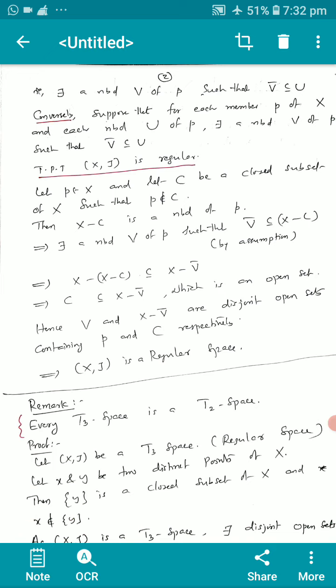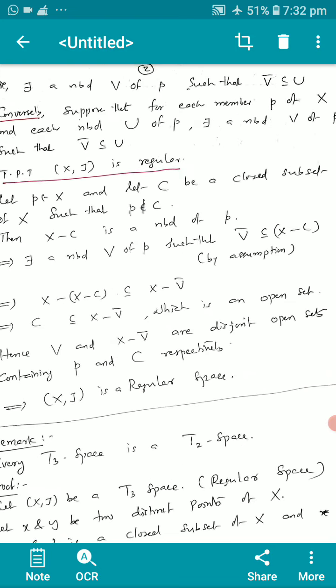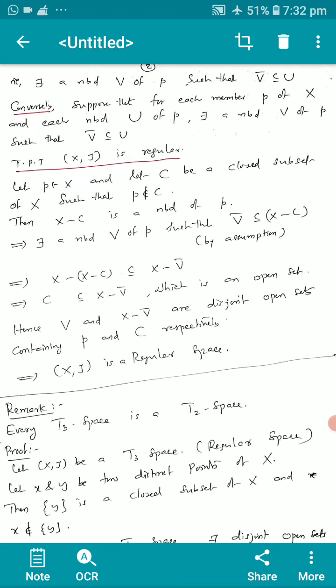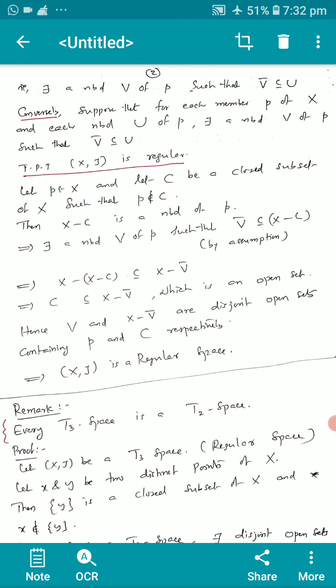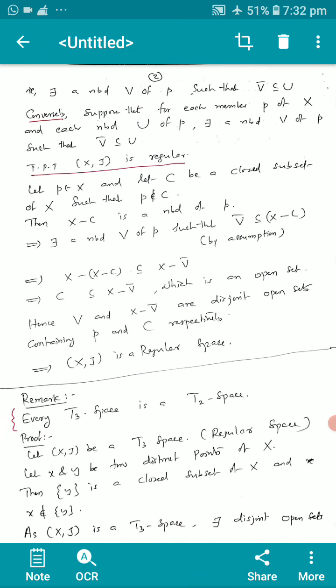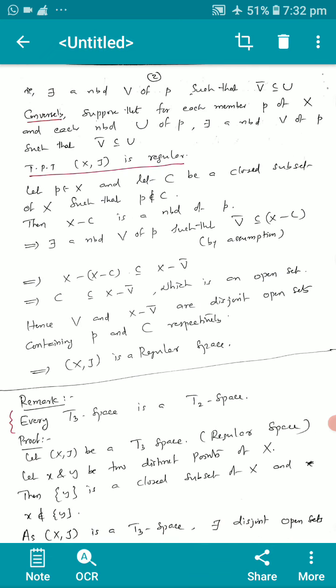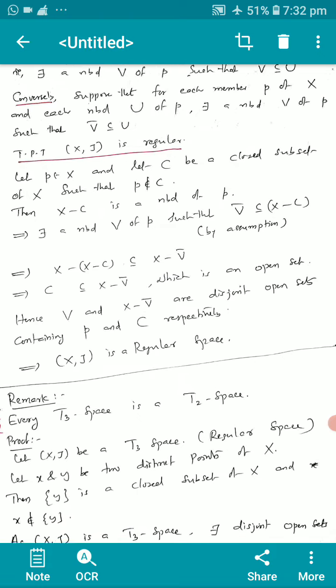Now conversely, suppose that for each member P of X and each neighborhood U of P, there is a neighborhood V of P such that V bar is a subset of or equal to U. What do we have to prove? We have to prove that X is regular.